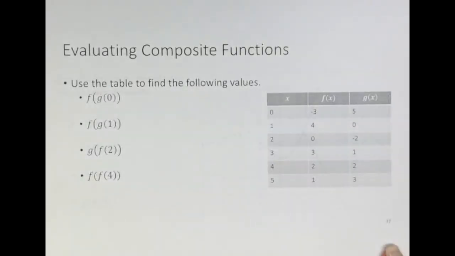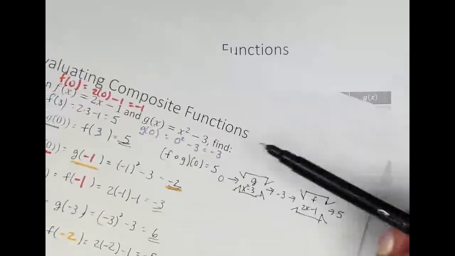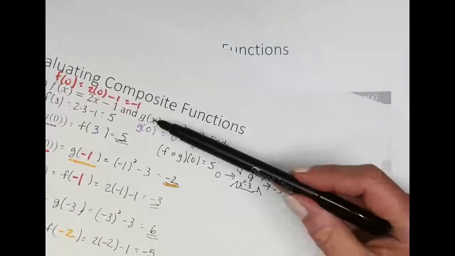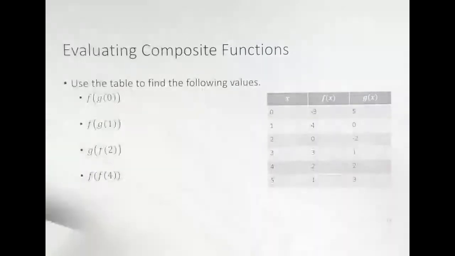All right. Let's take another look at another example evaluating composite functions. Here we don't know the rule of the function, or we don't know its formula. In the last example we knew the formula, x squared minus 3 for g, 2x minus 1 for f. We don't know it here, but that's okay. As long as we know inputs and outputs, we're good to go.